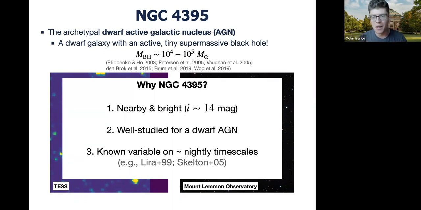As I mentioned, it's bright, so bright enough for TESS to observe. It's a very well-studied dwarf galaxy that's known to host a black hole with a mass of roughly 10^4 to 10^5 solar masses. So all these papers here, and there are more, try to study the mass of the central black hole of this thing. It's kind of a weird, bulgeless spiral galaxy, but it's the poster child dwarf AGN with an IMBH at its center. It's also known to be variable on nightly timescales in the X-rays and optical. But the light curves haven't been studied that well.